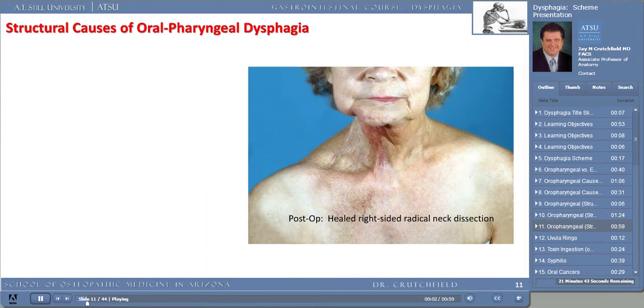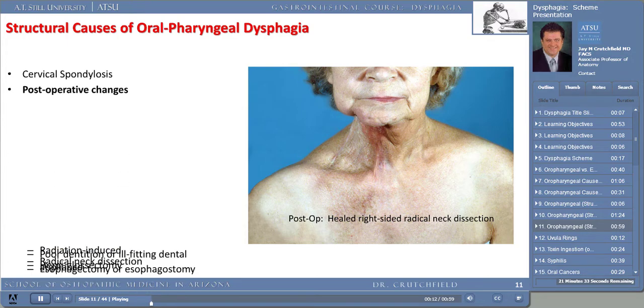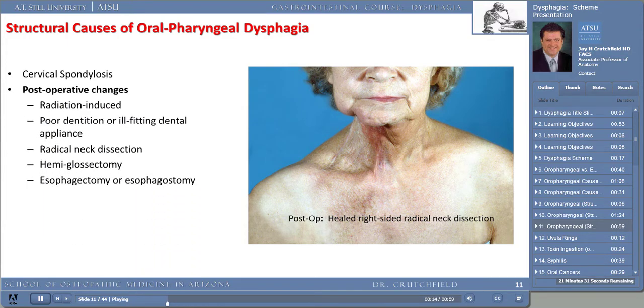Some other causes of oropharyngeal dysphagia, for example, cervical spine and or disc injury or degenerative disease. Radiation. Perhaps the patient has had an oral cancer and now needs postoperative radiation. The cancer alone can cause dysphagia. Now he faces the side effects of the radiation. Poorly fitting dentures, a radical neck dissection, removal of the tongue from an operation for tongue cancer, or even a more involved operation, an esophagectomy or an esophagostomy. I have a picture of this later.